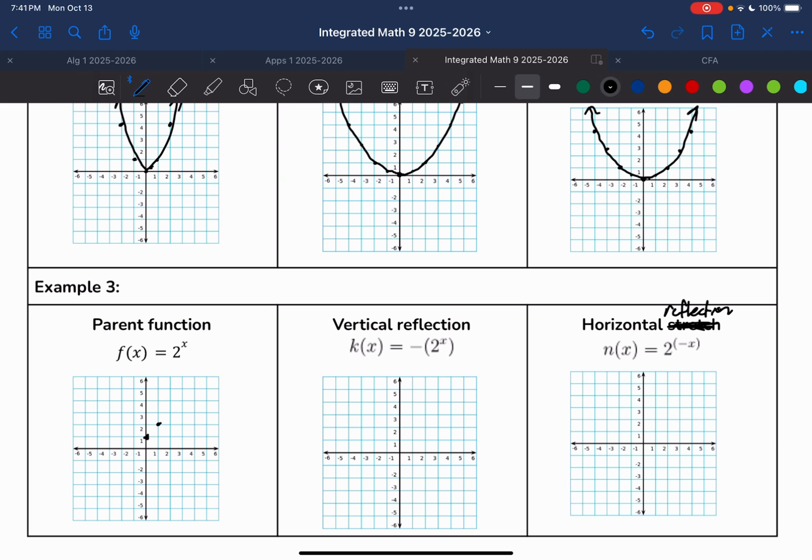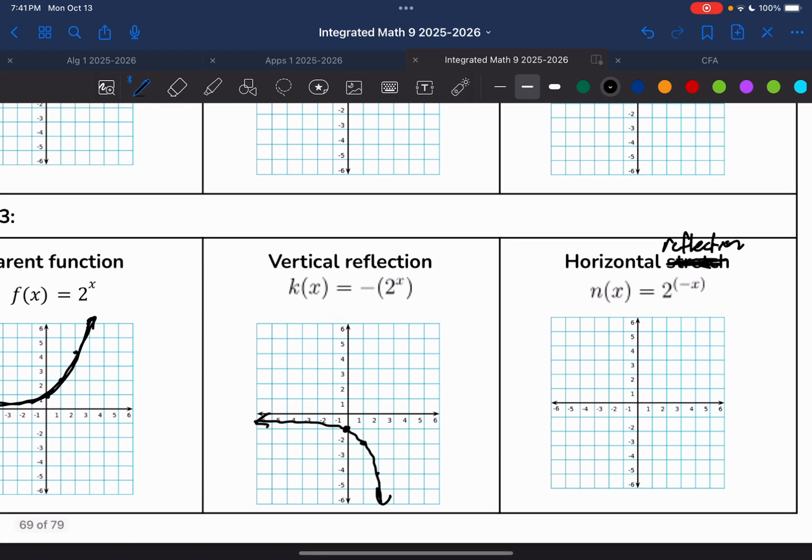So if we think about what that's going to look like, it's an exponential curve, so it goes off like this. If we make it negative, well, then all of those values become negative. And it looks something like that. But if we make it negative on the inside, then if we plug in 1, it becomes negative 1, leading to 1/2. If we plug in 2, it becomes negative 2, leading to 1/4. But if we plug in negative 1, then it becomes positive 1, leading to 2.